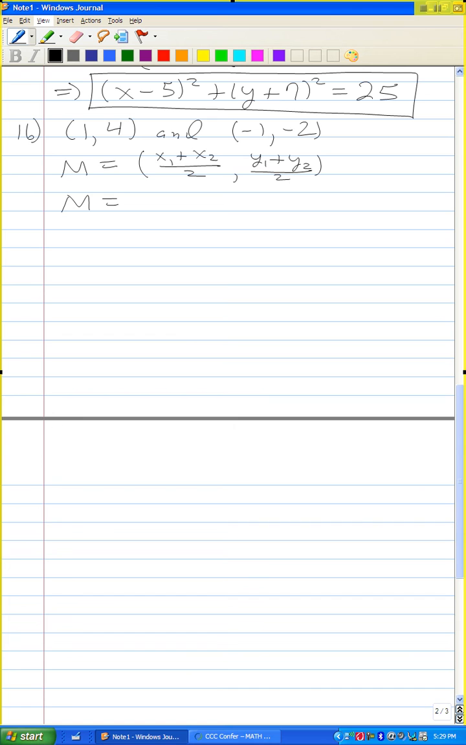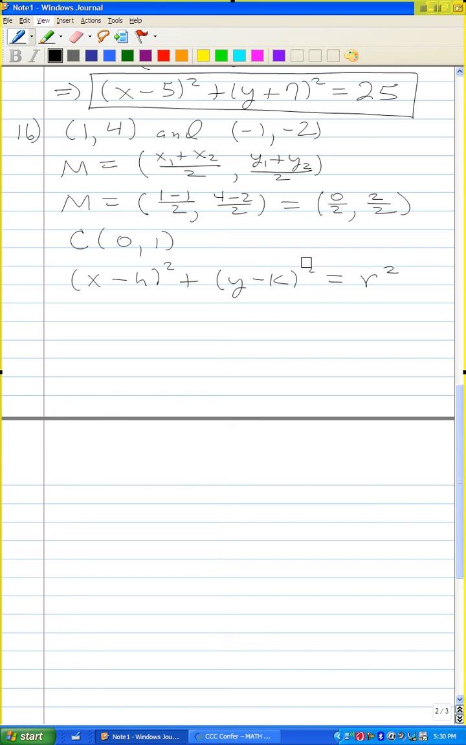And so, I have here the midpoint, which turns out to be the center, is just (x1 plus x2 over 2, y1 plus y2 over 2). And so 0 divided by 2, 2 divided by 2. Therefore, the center is at the point (0, 1). Let's determine the equation of my circle. So x minus h squared plus y minus k squared equals r squared. We have that the center is at (0, 1).